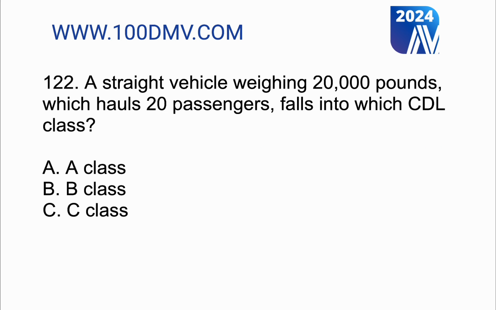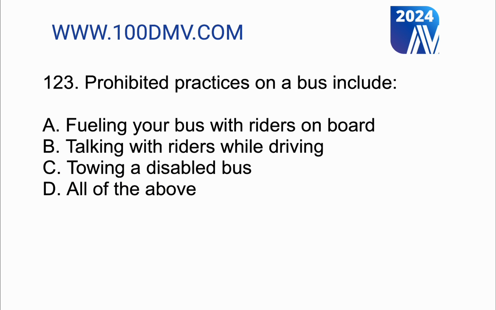122. A straight vehicle weighing 20,000 pounds, which hauls 20 passengers, falls into which CDL class? A. A class. B. B class. C. C class. The correct answer is C. C class.